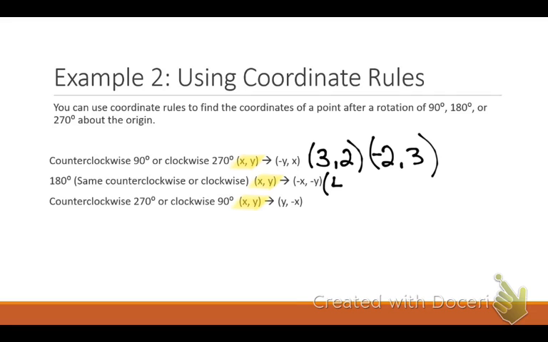Okay, so let's do (4, 4). If it's a 180-degree rotation, again, clockwise or counterclockwise doesn't matter. Okay, 180 degrees says whatever my X was, now it's the opposite, and whatever my Y was, now it's the opposite, in the same order. So, can anybody raise their hand and tell me what would be my new rotated ordered pair? Caleb? Negative 4, negative 4.